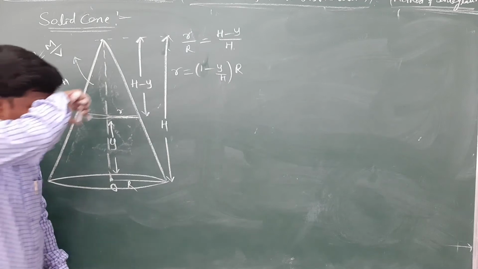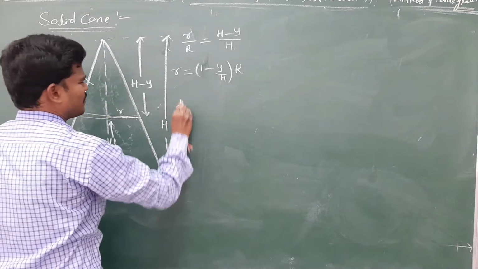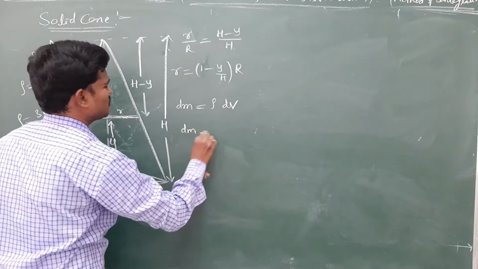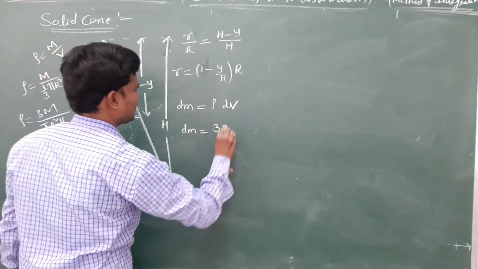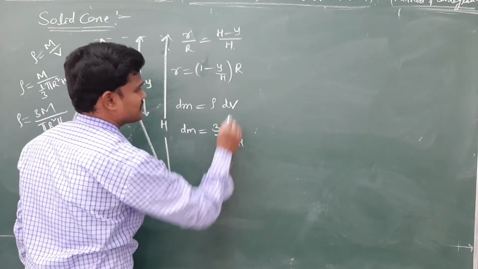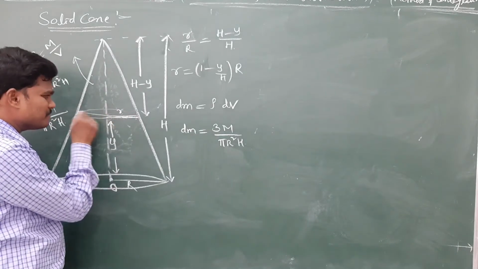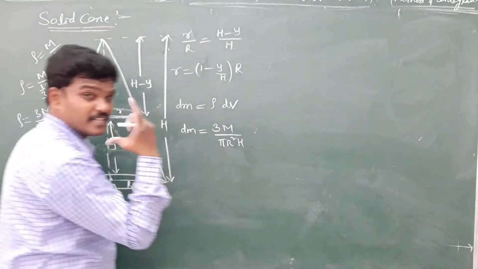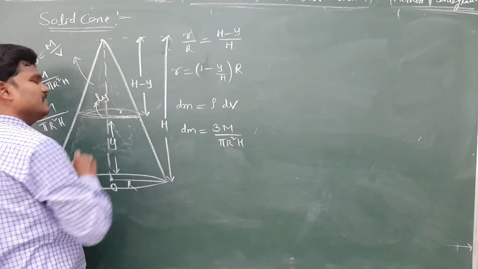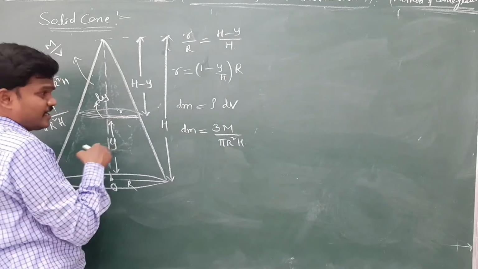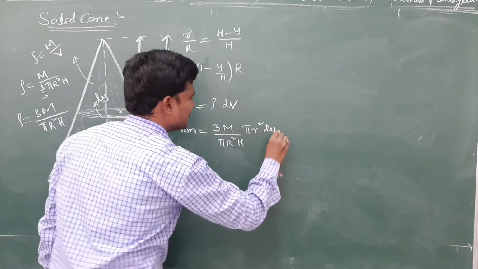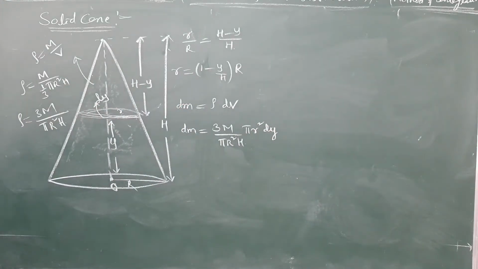So to write the small part, dm is equal to rho into dv. What is rho? Rho is 3m by pi r square h, into dv. The area of this part, that part is like a disc. The disc has thickness, this thickness of the disc is dy, and the volume is pi small r square dy. So pi r square dy.